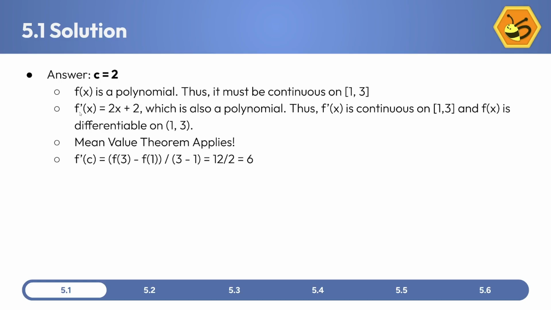And then f prime of x, our derivative, is also a polynomial, so it's continuous on 1 to 3 as well. And so if you recall our definition of differentiability, if our derivative is continuous, then our original function is differentiable. And so now we've proved continuity and differentiability, so we can use the mean value theorem. And then plugging into our formula, we should get, so simplifying this right side, that's our average formula, we should get 6. And then if we plug in 6 to find a point C through our derivative, we should get 2.